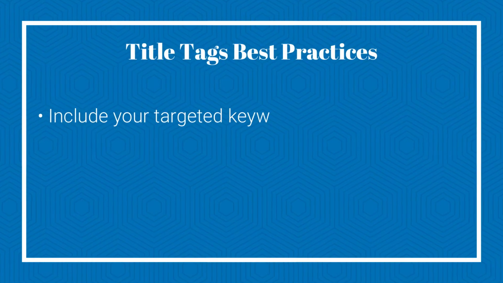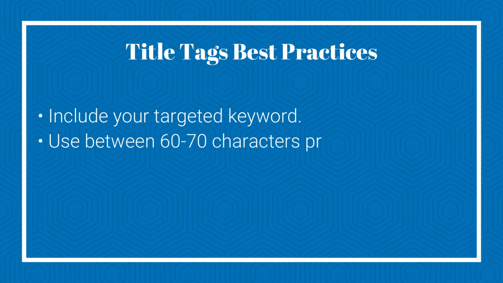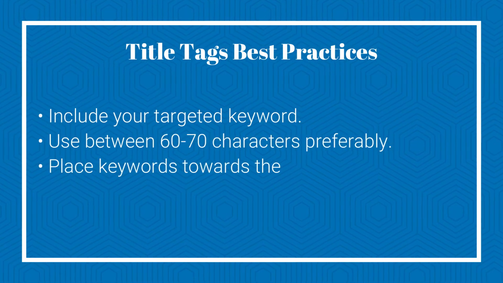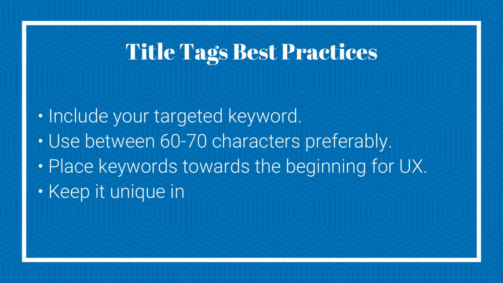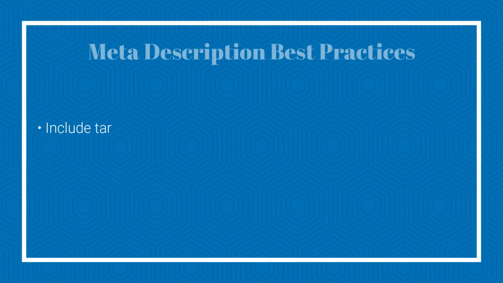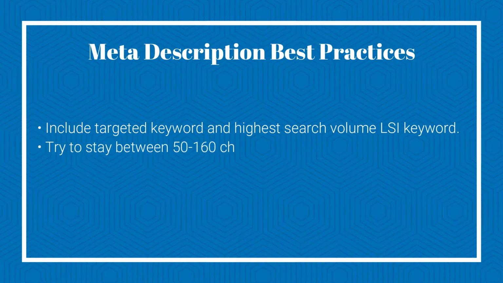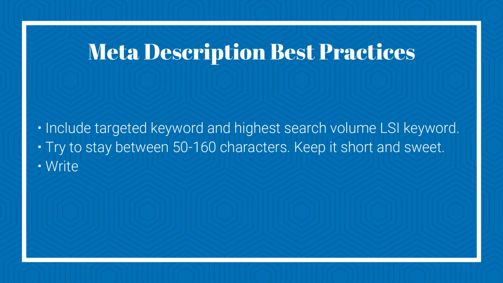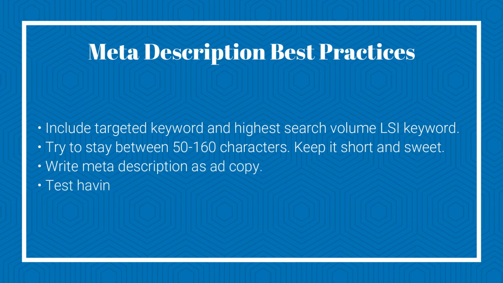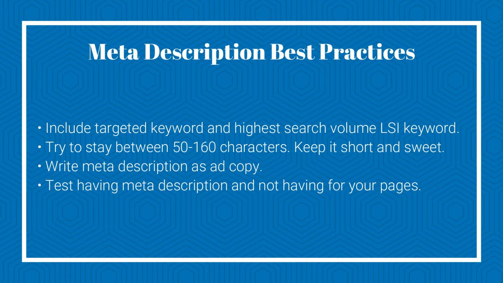Include your targeted keyword. Use between 60 to 70 characters preferably. Place keywords towards the beginning for UX. Keep it unique in the SERPs, don't copy. And some of the best practices for meta descriptions are: include the targeted keyword and a high search volume LSI keyword. Try to stay between 50 to 160 characters. Keep it short and sweet. Write the meta description as ad copy. And test having a meta description and not having one for your page.